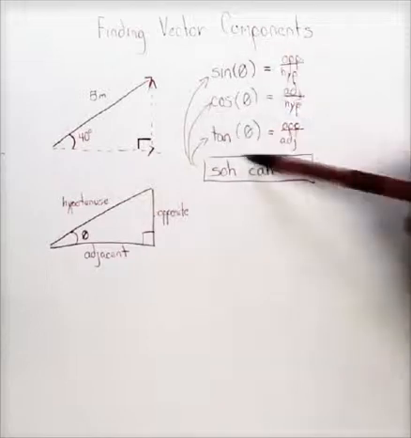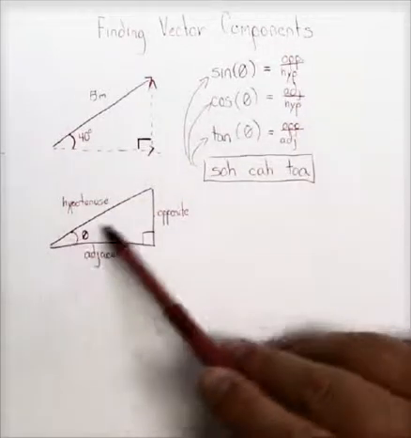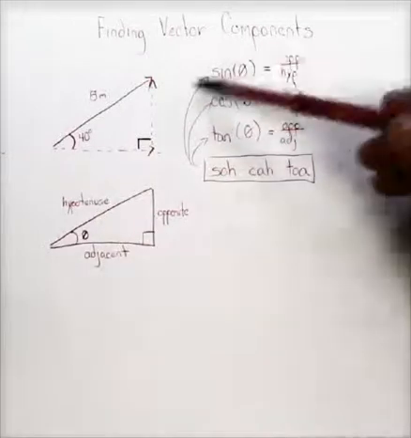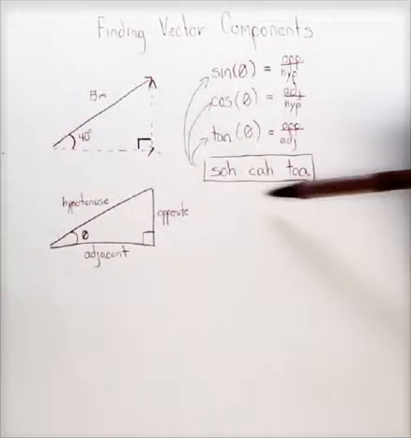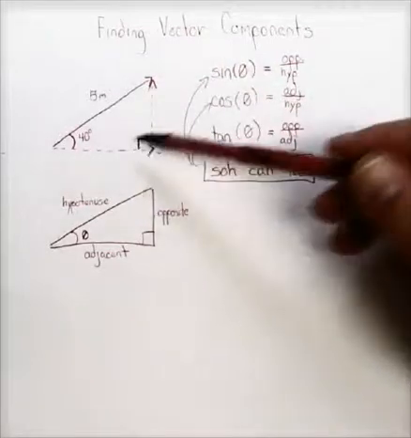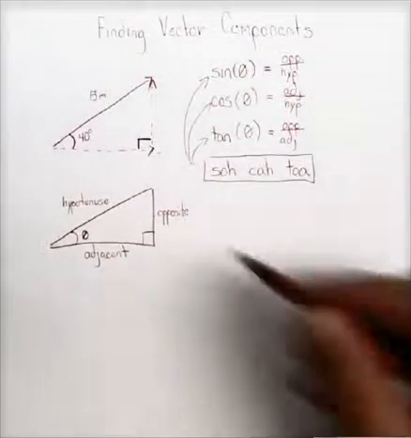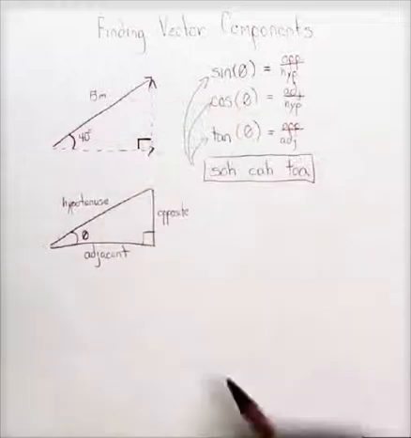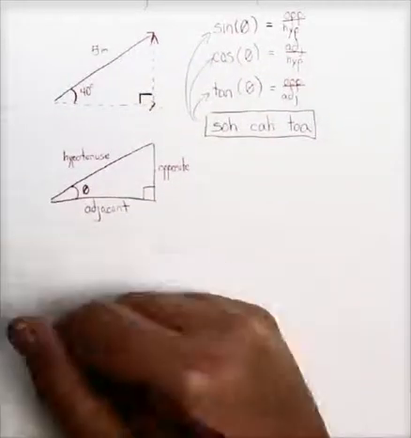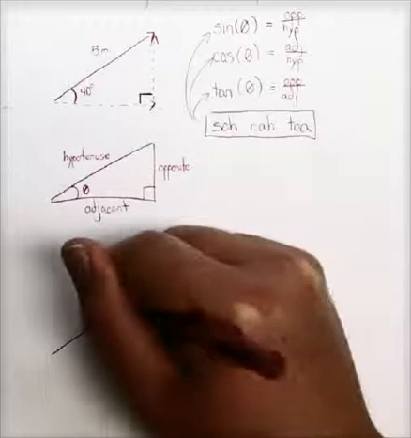All right, so we know what these functions are. We know how to break this down. We know what all the different sides are. Now we can start using this information to find out what our components are for this vector. So I'm going to recopy this down here just so we have sort of a clean slate to work with. So we have our vector of 5 meters.